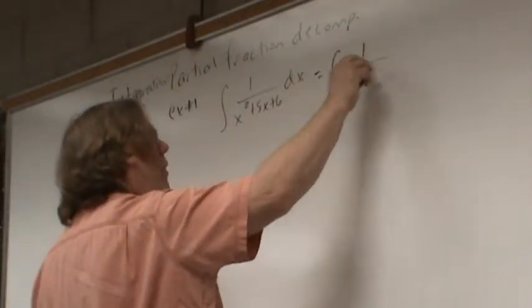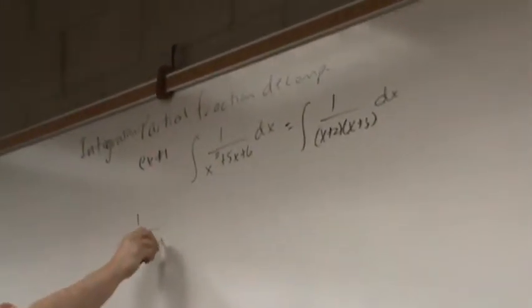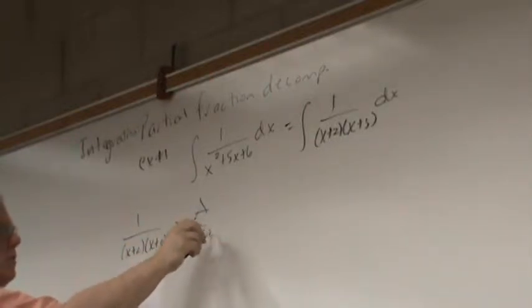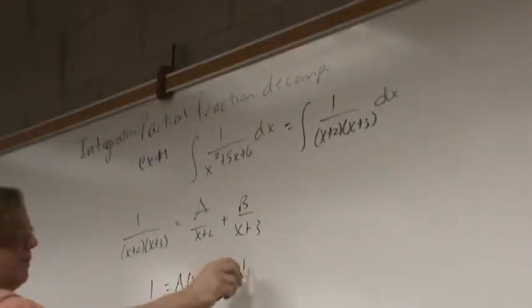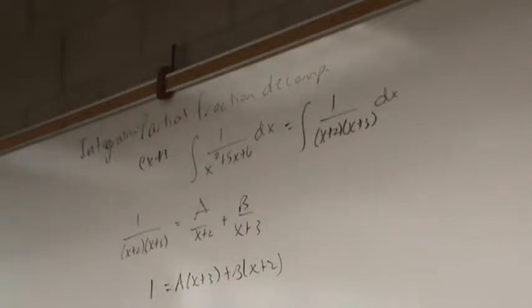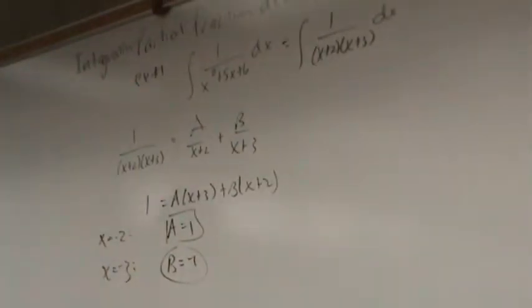This is equal to the integral of 1 over (x plus 2) times (x plus 3) dx. Now I'm going to do the A B thing. I have 1 over (x plus 2)(x plus 3) equals A over (x plus 2) plus B over (x plus 3). Then I'm going to multiply both sides by the least common denominator. So I get 1 equals A times (x plus 3) plus B times (x plus 2). Then I'm going to let x equal negative 2, and I end up with A equals 1. And I'm going to let x equal negative 3, and I end up with B equals negative 1. You guys okay with that?